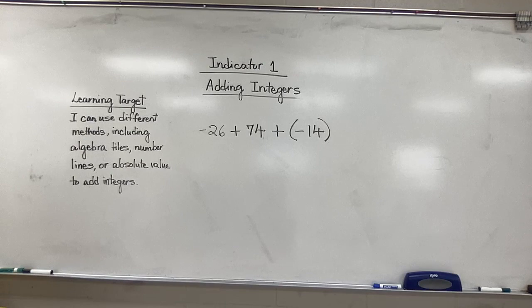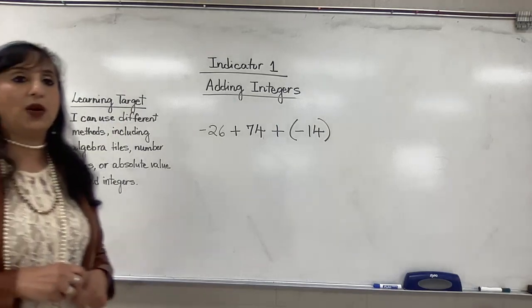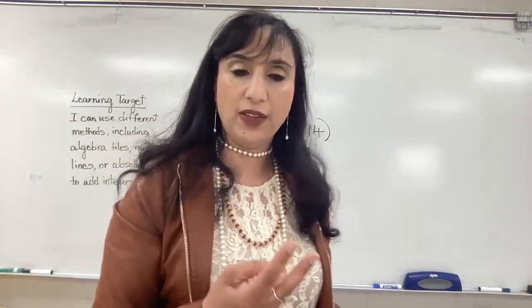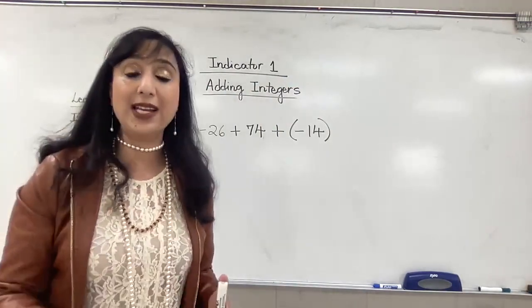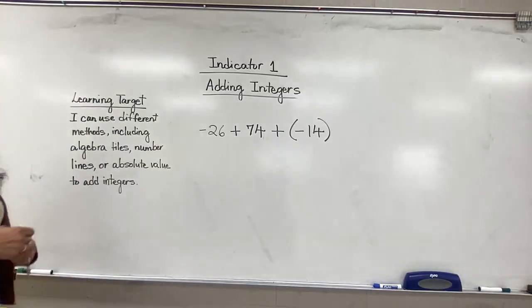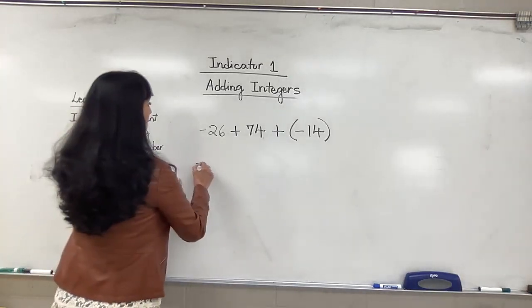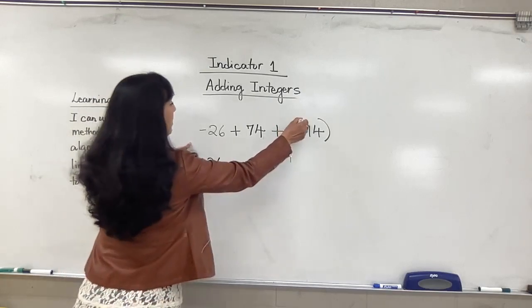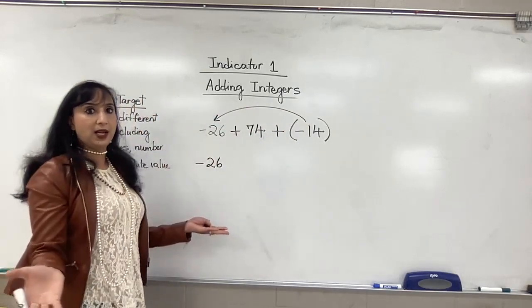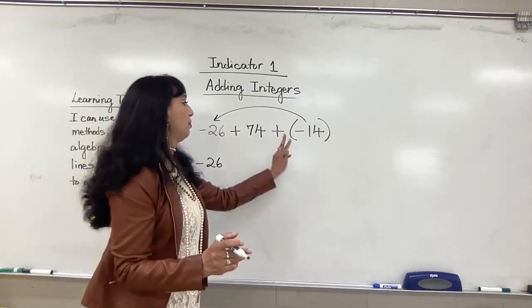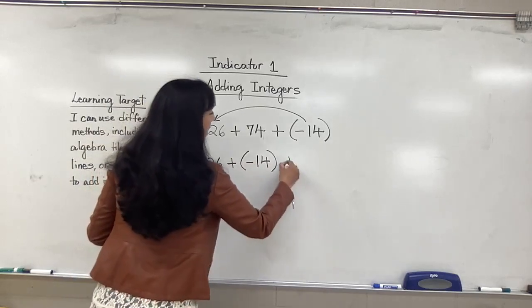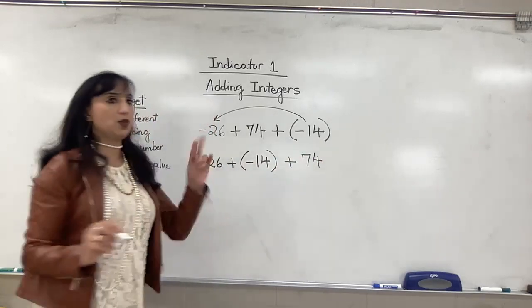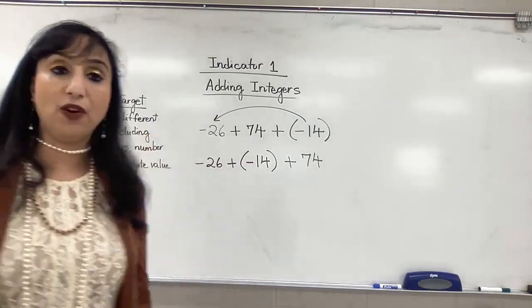use the commutative property, in which I am changing the order of the numbers so that I can group the like terms or the like signs together. So in this case I am going to do negative 26, and we know that this and this have exactly the same sign, so that's why I am going to use the commutative property and switch this: negative 14 plus 74.